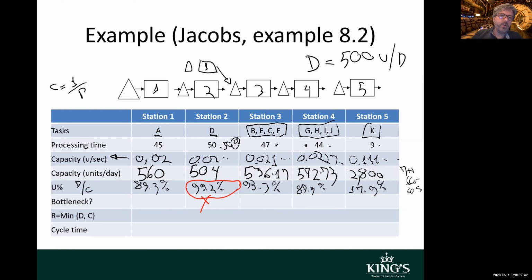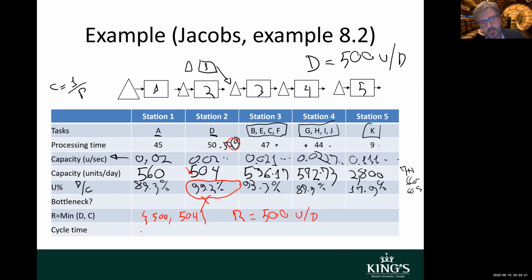And we had a hunch that this would be the bottleneck because there's so little idle time left, right? Okay, so what is the flow rate? The flow rate is the minimum between demand and capacity. So lo and behold, it would be the minimum between 500 and my capacity, which is 504. So my flow rate is 500 units per day.